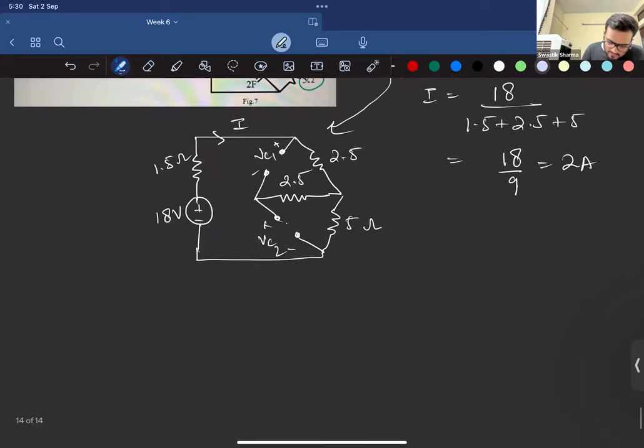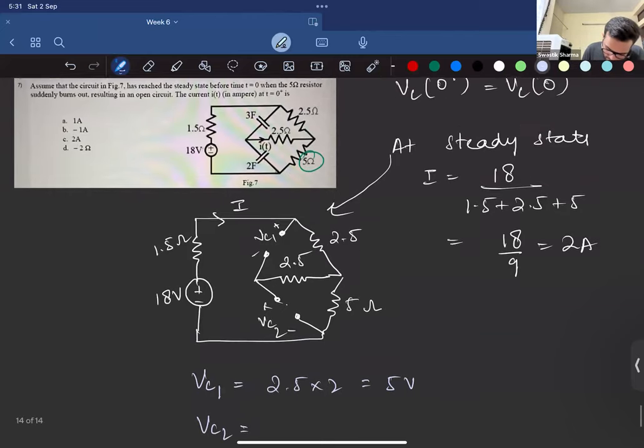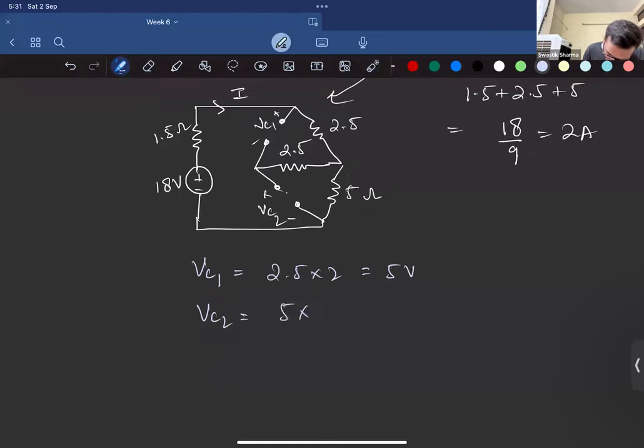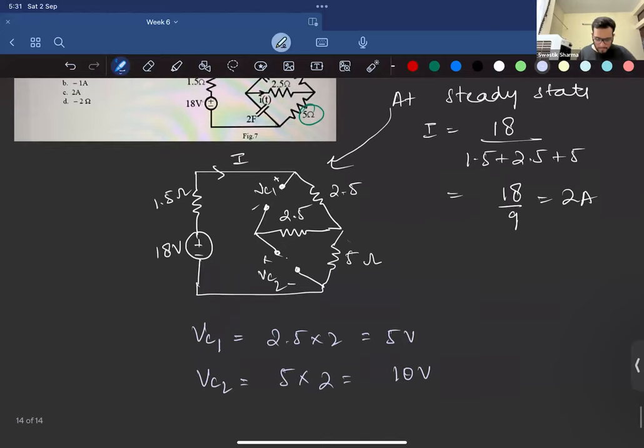So now, since this circuit is at steady state, let's calculate the values of VC1 and VC2. What is the value of VC1? VC1 is nothing but 2.5 into 2, the voltage across this 2.5 ohm resistance, which is 5 volt. And VC2 is the voltage across this 5 ohm resistance, which is 5 into 2, 10 volt. So at steady state, we got the values of VC1 and VC2.